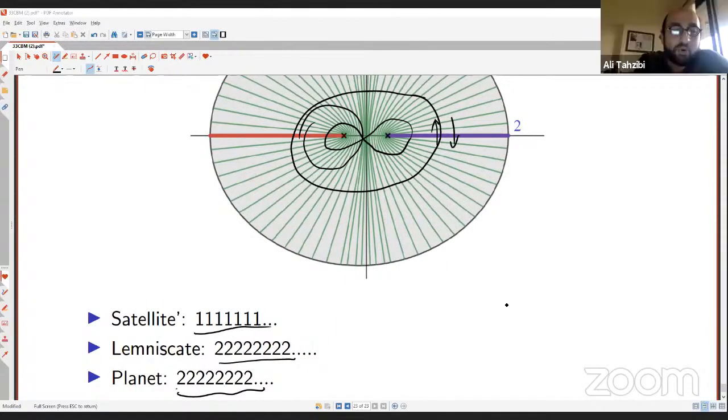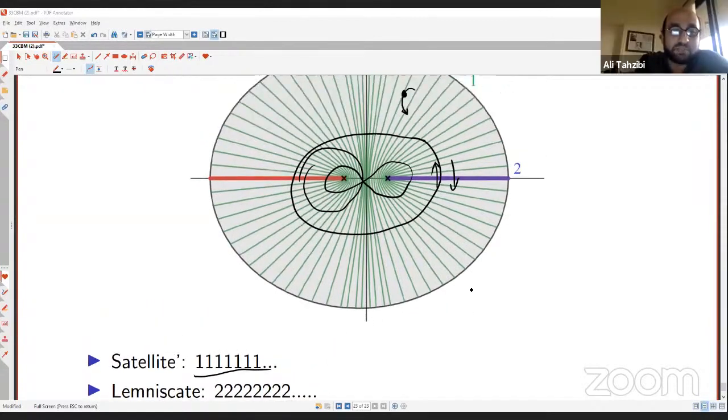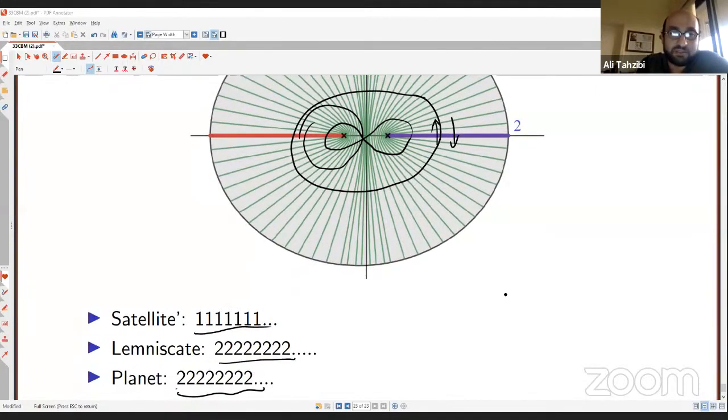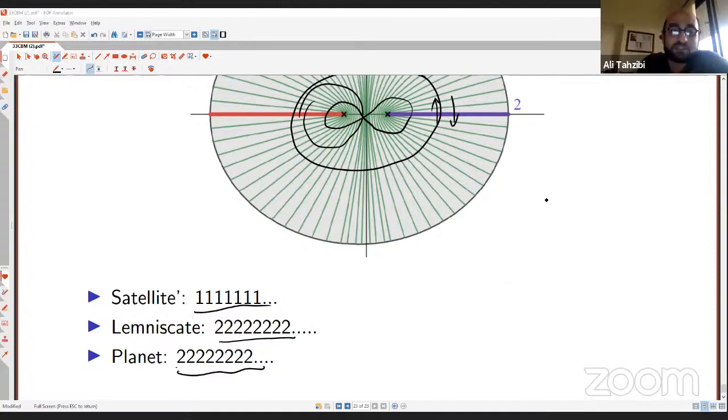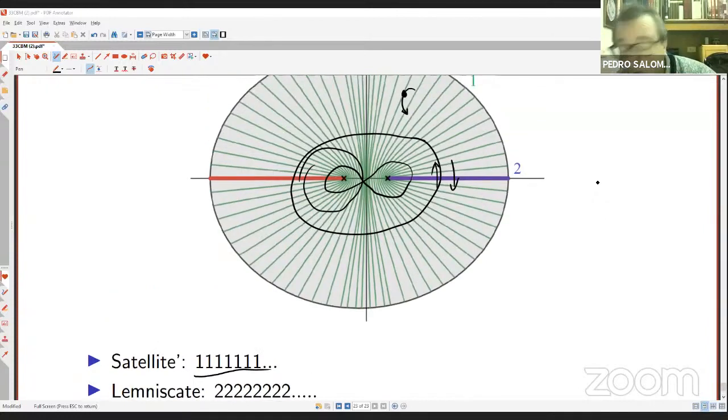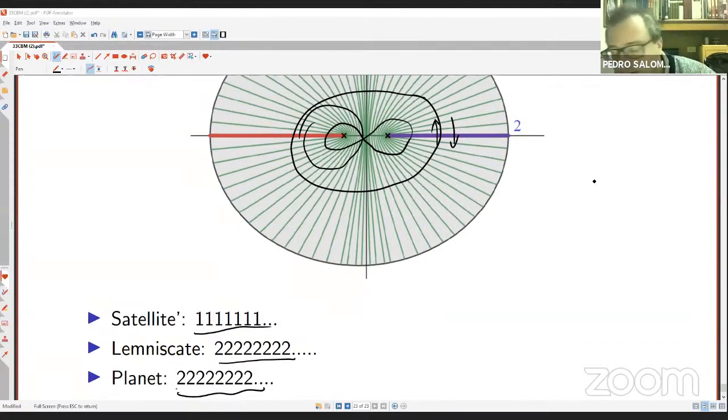No, this is just 3 points. So satellite, lemniscate, and planet correspond to 3 points in the symbolic space, in the shifted space. But I'm asking you if you have all of the symbols. You only have this. This is the point. It's very simple, the dynamics. You cannot have like 1, 1, 2, 1, 1. You only have these sequences. Only two sequences for the symbolic dynamics.